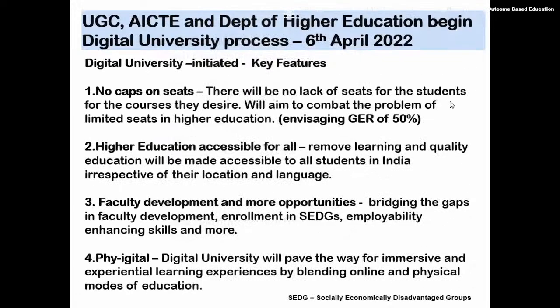So UGC, AICTE, and the Department of Education began the digital education university process on 6th April. The key features are no caps on seats, envisaging a gross enrollment ratio of 50%, which will combat the problem of limited seats in higher education. Higher education will be accessible to all, and quality education will be made available to all students in India, irrespective of location and language.